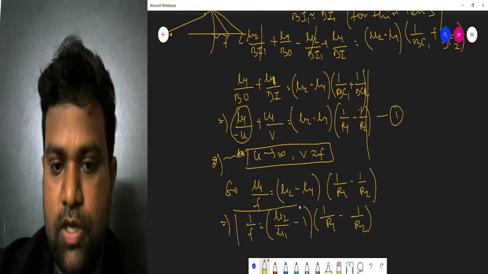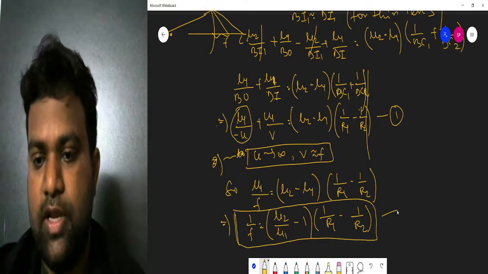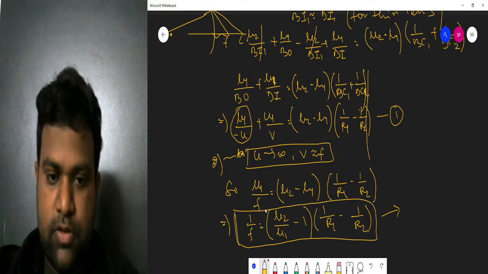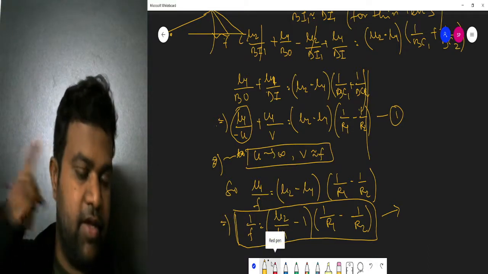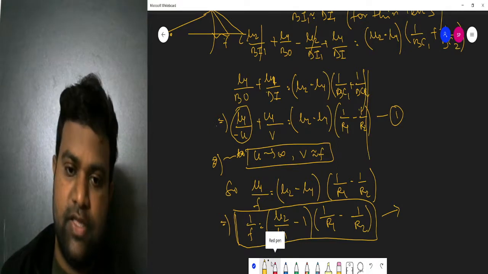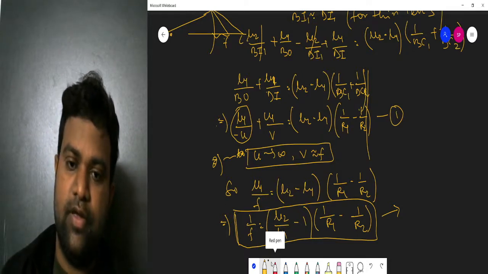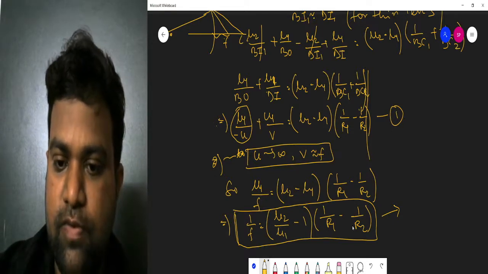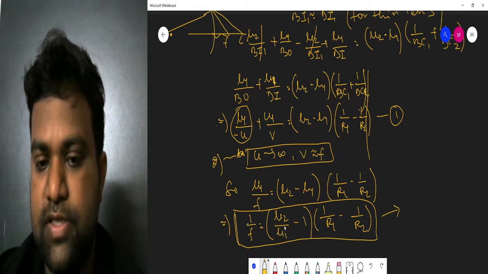So this is the lens maker formula. With proper r1 and r2, the manufacturer can make different lens of different power, because 1 by f is power, so lens of different power can be made with proper combination or different combination of r1 and r2. Okay, and mu2 and mu1 are the refractive indices of the material.